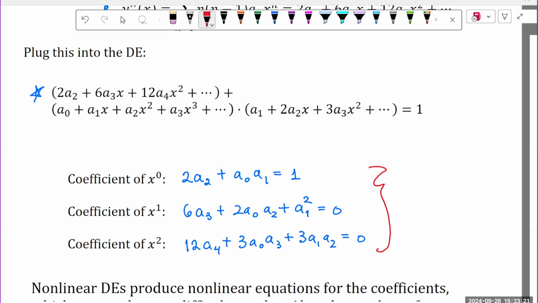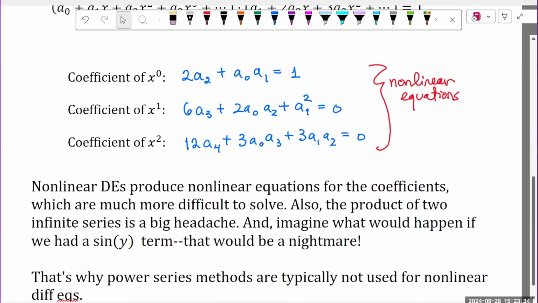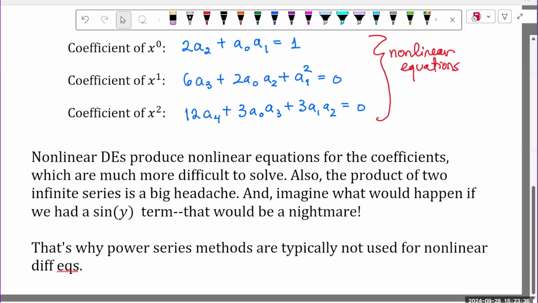So right here, what we're being asked to do then is to find solutions for a0, a1, a2, a3, and a4 from this non-linear set of equations, which is not necessarily going to be straightforward. So the issue is that nonlinear differential equations produce nonlinear equations for the coefficients, and those are very difficult to solve. In addition, the product of two infinite series is going to be a huge headache. And so if we've got nonlinearities, that's going to make things even worse. So this is why power series methods typically are not going to be used for nonlinear differential equations.